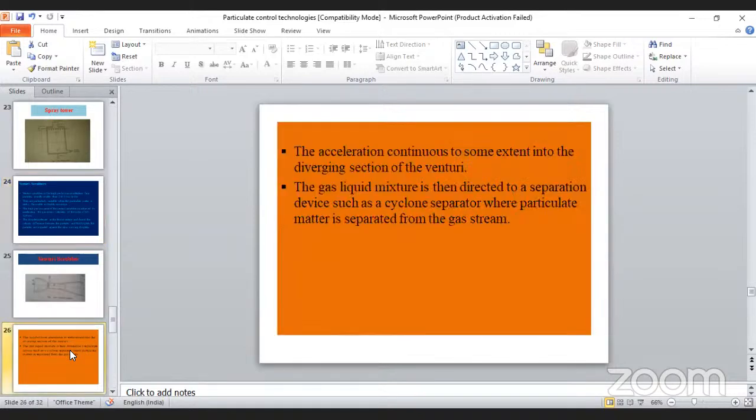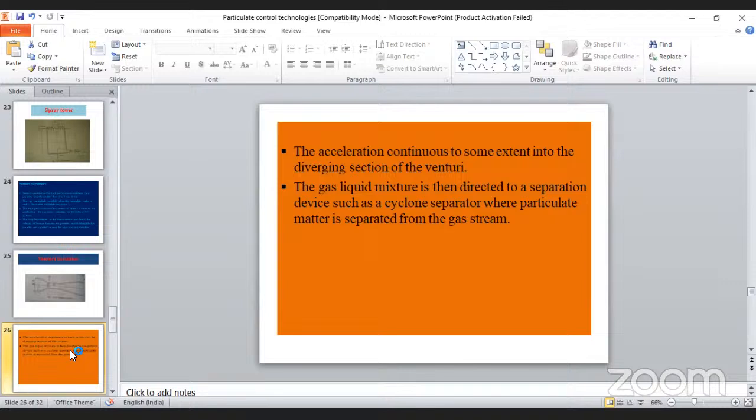The acceleration continues to some extent into the diverging section of the Venturi. The gas liquid mixture is then directed to a separation device such as a cyclone separator, where particulate matter is separated from the gas stream. Actually, the Venturi scrubber cannot be used directly for removal of solid or liquid droplets from the gaseous stream. Solid or liquid droplets mean nothing but particulate matter, isn't it? But this method can be used for gases with the mentioned properties, of 2 to 3 millimeter size.